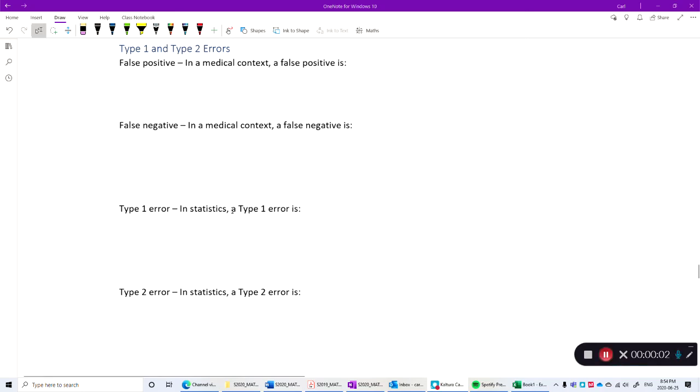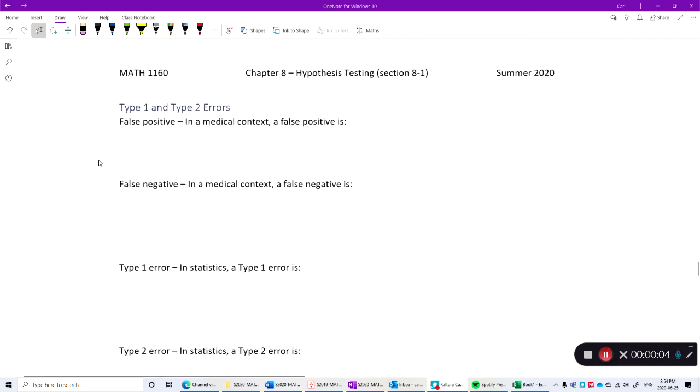Okay, everyone, we're going to finish this section off with basically a discussion of what can go wrong. What can go wrong in a hypothesis test? So think about what we're doing in a hypothesis test. We're deciding, should we reject the null hypothesis and accept the alternative, or should we fail to reject the null and continue to believe the null hypothesis for another day?